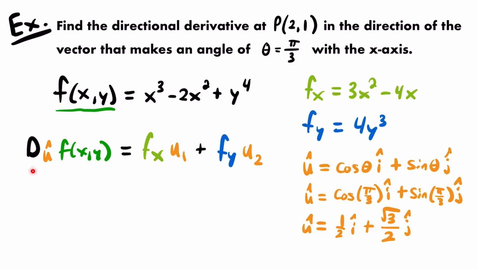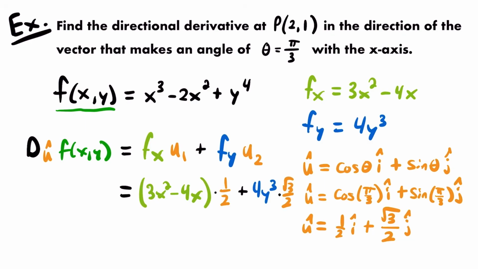So altogether, the directional derivative for this multivariable function in the direction of this unit vector will be equal to fx, which is 3x squared minus 4x. So I'm going to write that in here. 3x squared minus 4x multiplied by u1, which is 1/2. So we'll multiply by 1/2, and then we'll add that to fy, which is 4y cubed. And so I'll write down 4y cubed, and that will be multiplied by u2, or the y component of the unit vector, which is the square root of 3 divided by 2. So we have the square root of 3 divided by 2.